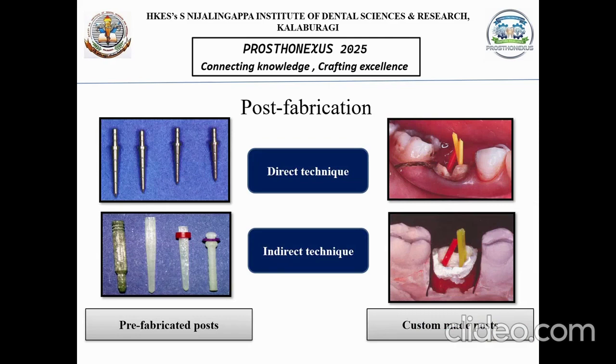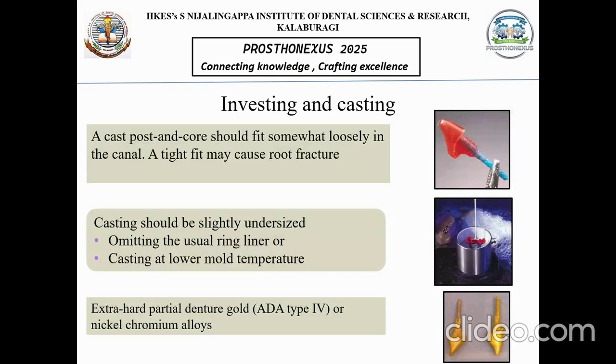Post fabrication. Now we have direct technique and indirect technique. I will not go in depth about it because we have read this a little bit when we read manipulation of inlay wax and onlay wax, but keep in mind the steps wherein we make direct impressions of the post space. That is called the direct technique. When we do not make it, and we do it on a model, it becomes an indirect technique.